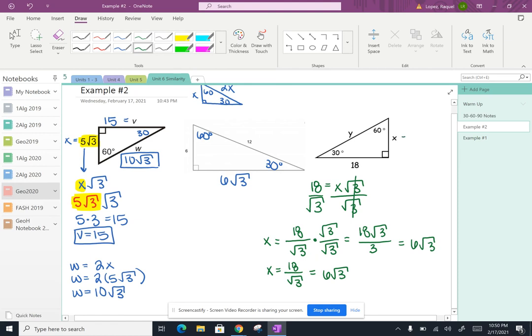So our x is going to be 6 root 3, which means that my y is going to be double that. So 2 times 6 root 3, which means that y is going to be 12 root 3.